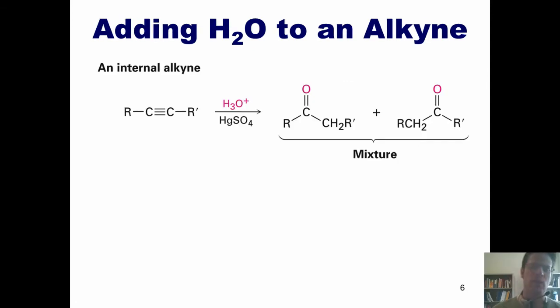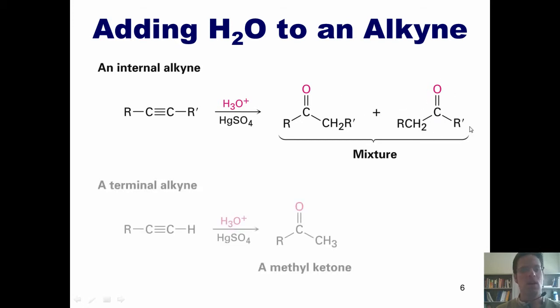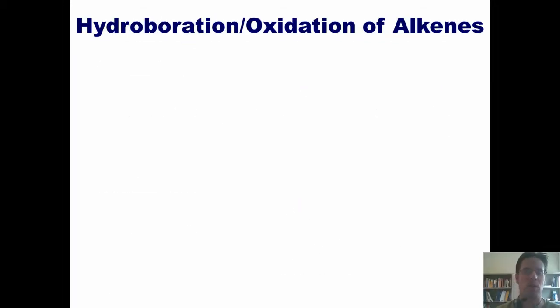So to summarize, as we already discussed in an earlier chapter, if you take an internal alkyne like the one shown here, treat it with aqueous acid and mercury sulfate, it will make a mixture of ketones, with the carbon that was originally on the left side being double bonded to an oxygen in the product, and the carbon that was originally on the right side of the triple bond being also double bonded to an oxygen in the product. So we get these two separate products in mixture. In contrast, if you treat a terminal alkyne under the same conditions, it will generate only one single product, this methyl ketone.